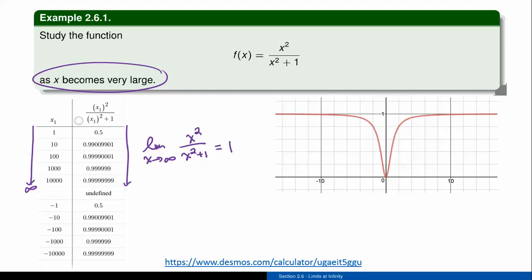Likewise, you can do the exact same thing off in the other direction. You can see that as my x values become very, very large negative numbers, going from -1 to -10 to -100, and so on down that list, as my x's go towards negative infinity, my function outputs are also tending to 1. So I'm going to say that the limit as x approaches negative infinity of x squared over x squared plus 1 is also equal to 1. And you can see this if you look over here on the graph.